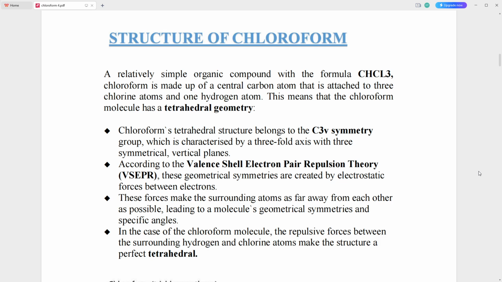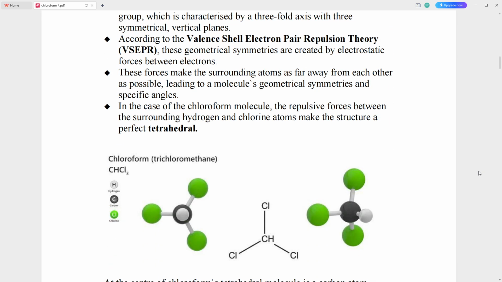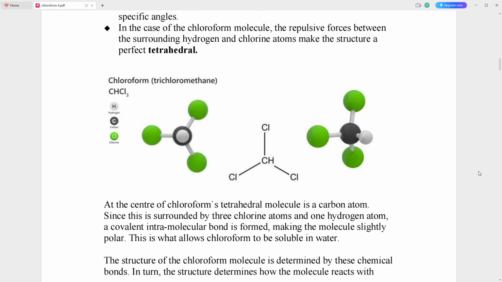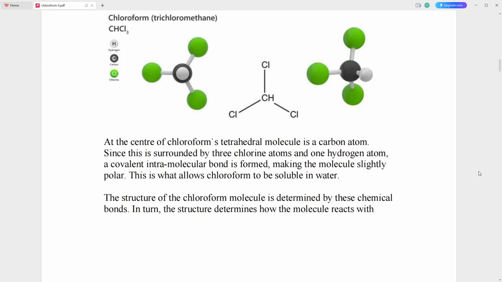and specific angles. In the case of the chloroform molecule, the repulsive forces between the surrounding hydrogen and chlorine atoms make the structure a perfect tetrahedral, as you can see in this picture. At the center of chloroform's tetrahedral molecule is a carbon atom. Since this is surrounded by 3 chlorine atoms and 1 hydrogen atom, a covalent intramolecular bond is formed, making the molecule slightly polar. That is why it allows chloroform to be soluble in water.